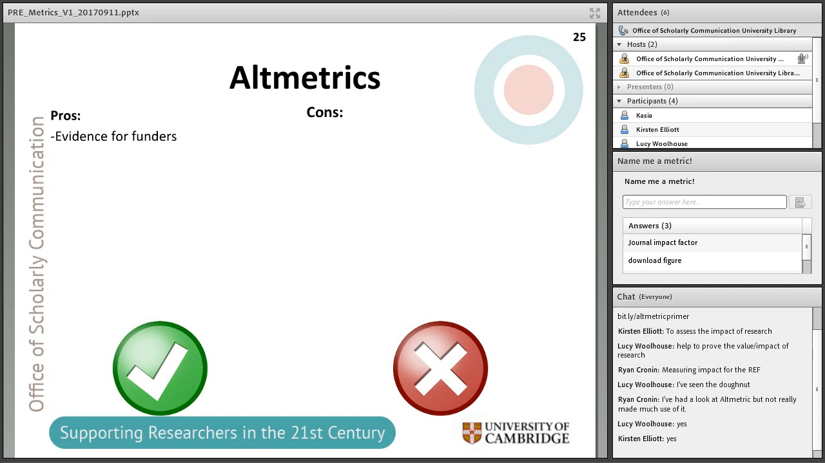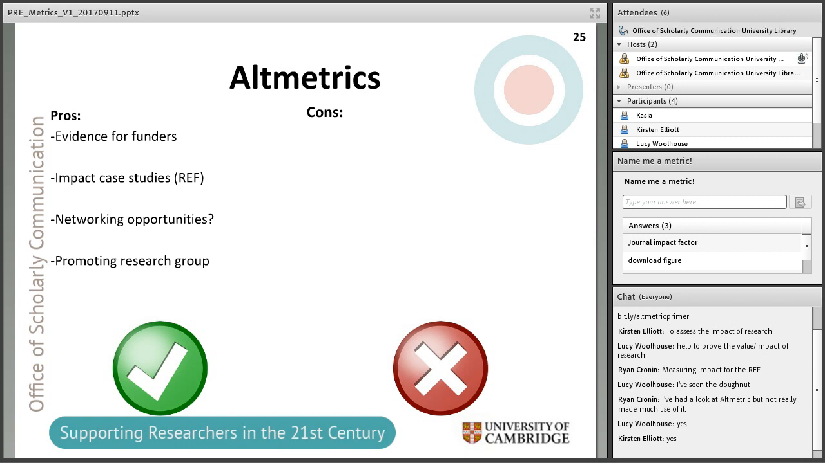So there are some pros of altmetrics. One, it gives evidence for funders that research is having some kind of socio-economic impact outside of academia. You can use it for impact case studies for the REF, especially if we're thinking about policy studies or policy adoption, it could be really nice in that regard. It might provide networking opportunities, because you can see who's talking about your research, it might give you an opening to go and talk to someone at a conference, say.